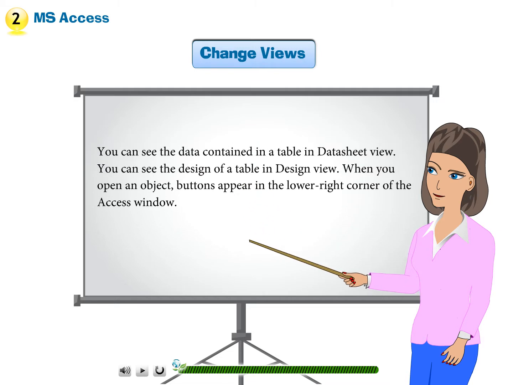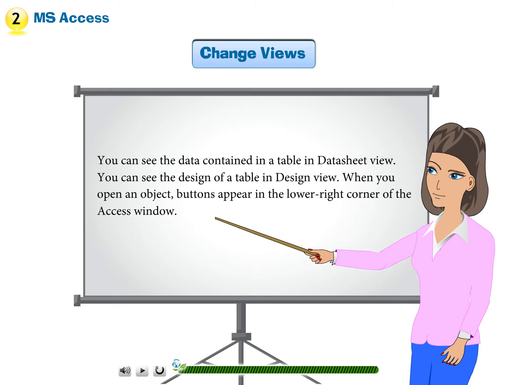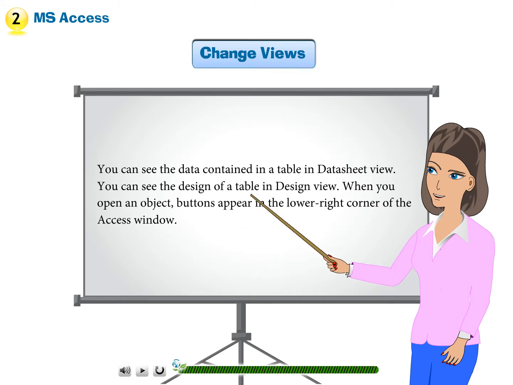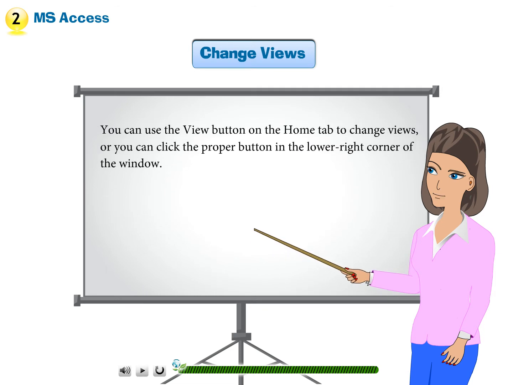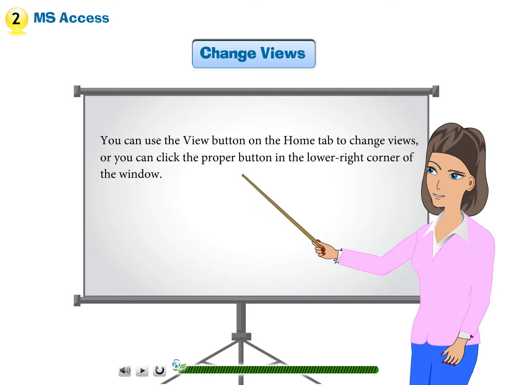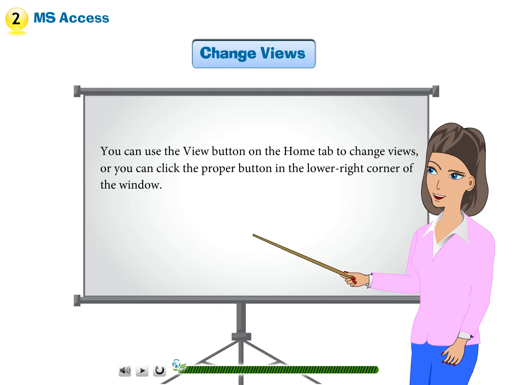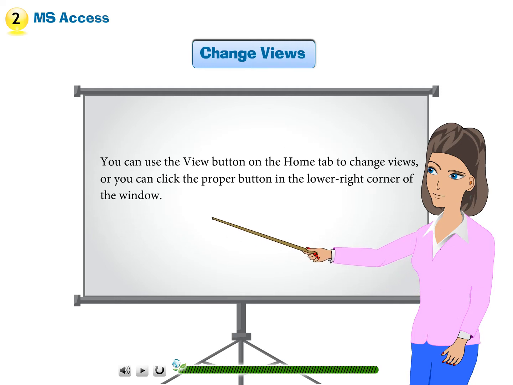When you open an object, buttons appear in the lower right corner of the Access window. You can use the View button on the Home tab to change views, or you can click the proper button in the lower right corner of the window.